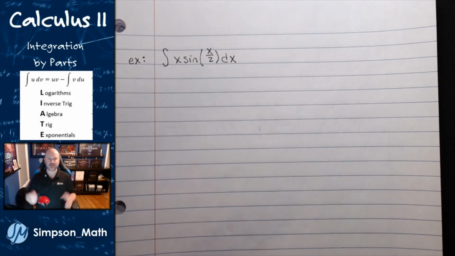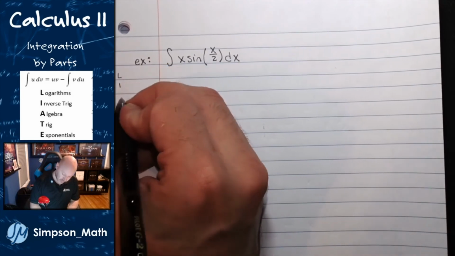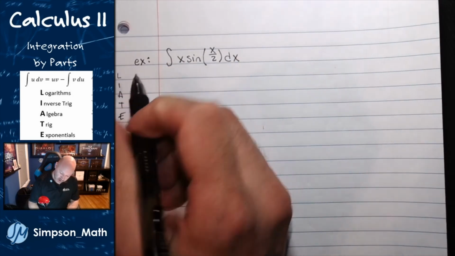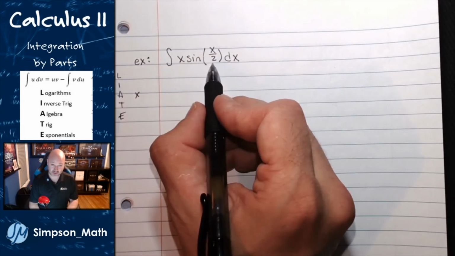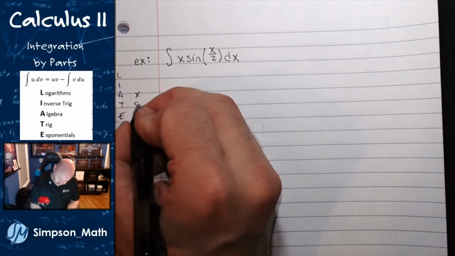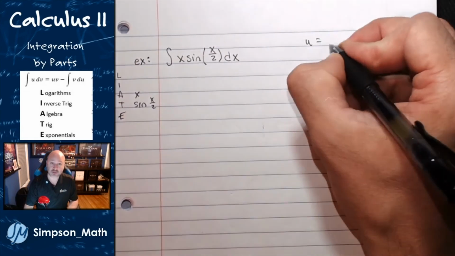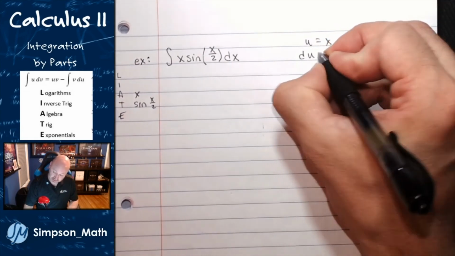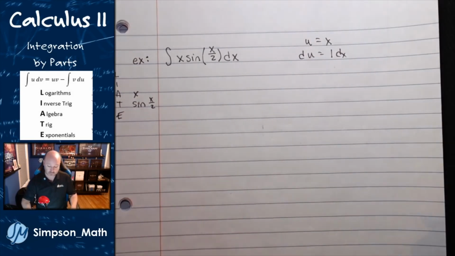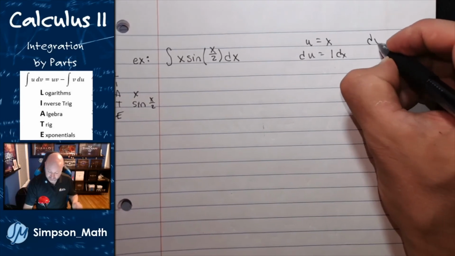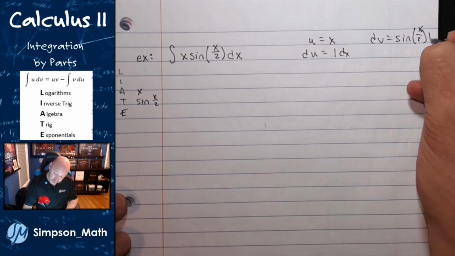So I see parts, I see a product, x being multiplied by trig. Where x is just algebraic and sine of x over 2 is trig. I'm going to let u be the first thing on the list. X, du is nice and simple, 1 dx. Then dv is going to be sine of x over 2, dx.